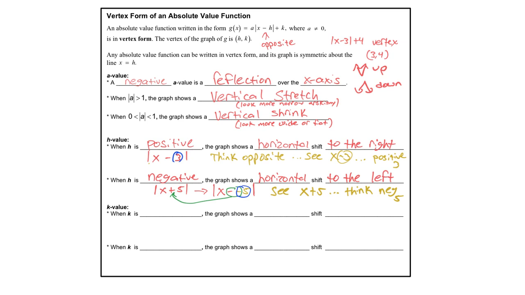Then we have the k value, the stuff on the outside of the absolute value. So when k is positive, the graph shows a vertical shift up, and when it's negative, it shows a vertical shift down.